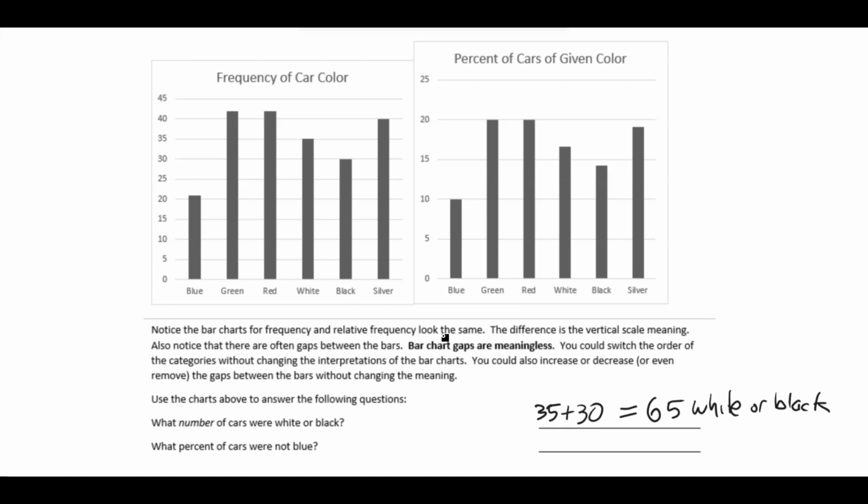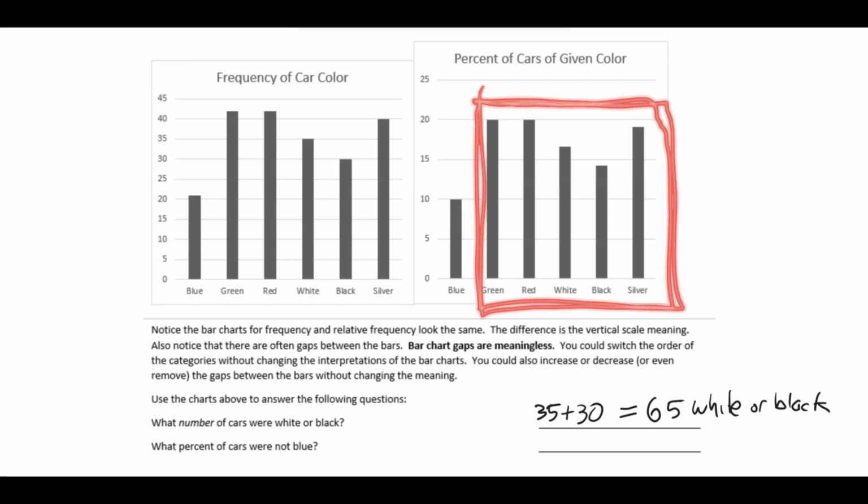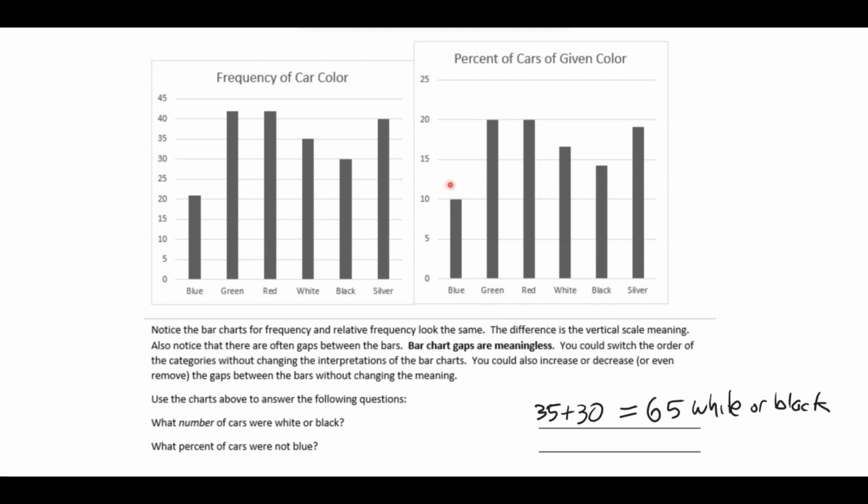Next question, what percent of cars were not blue? So here we have the blue cars, 10%, and all the rest are not blue. So there are two basic approaches. We can either add up all the percents of the ones that are not blue, or, assuming that they've given us all of the data, do 100% minus the 10% that are blue to get 90% that are not blue.